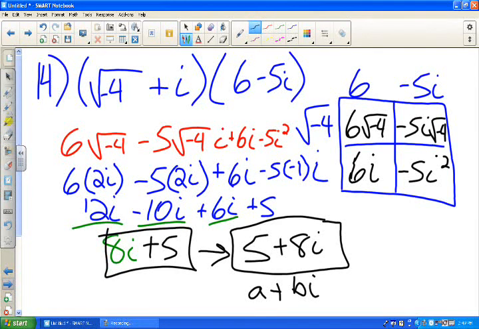Remember, we always want to put that real component first and the imaginary component last. But the overall combination of the two is the imaginary number.